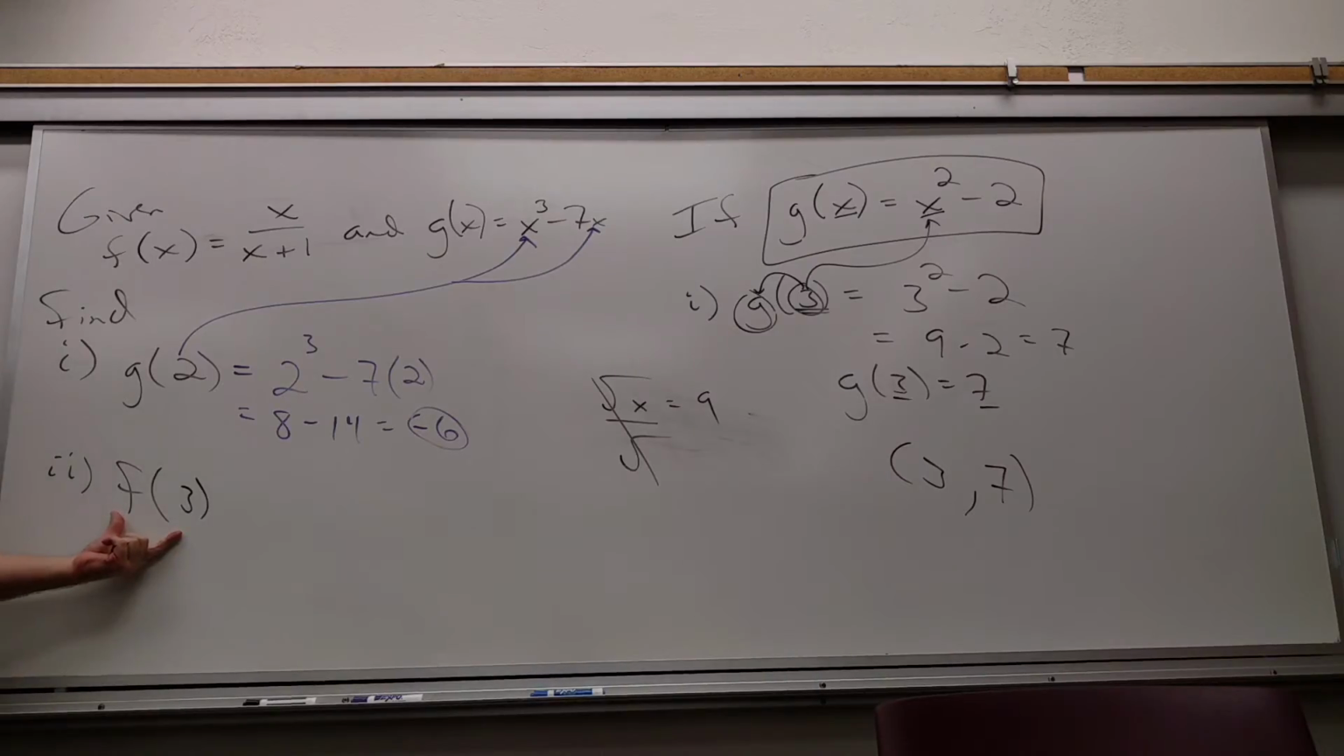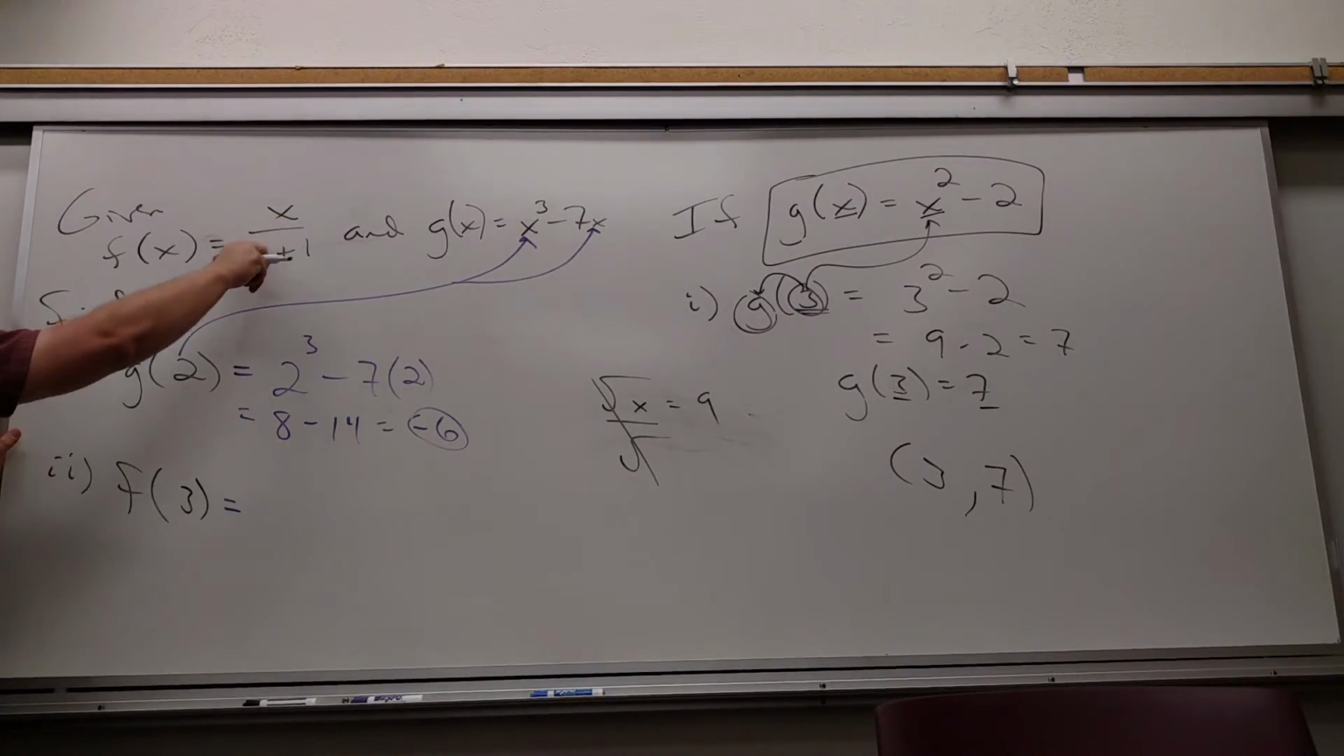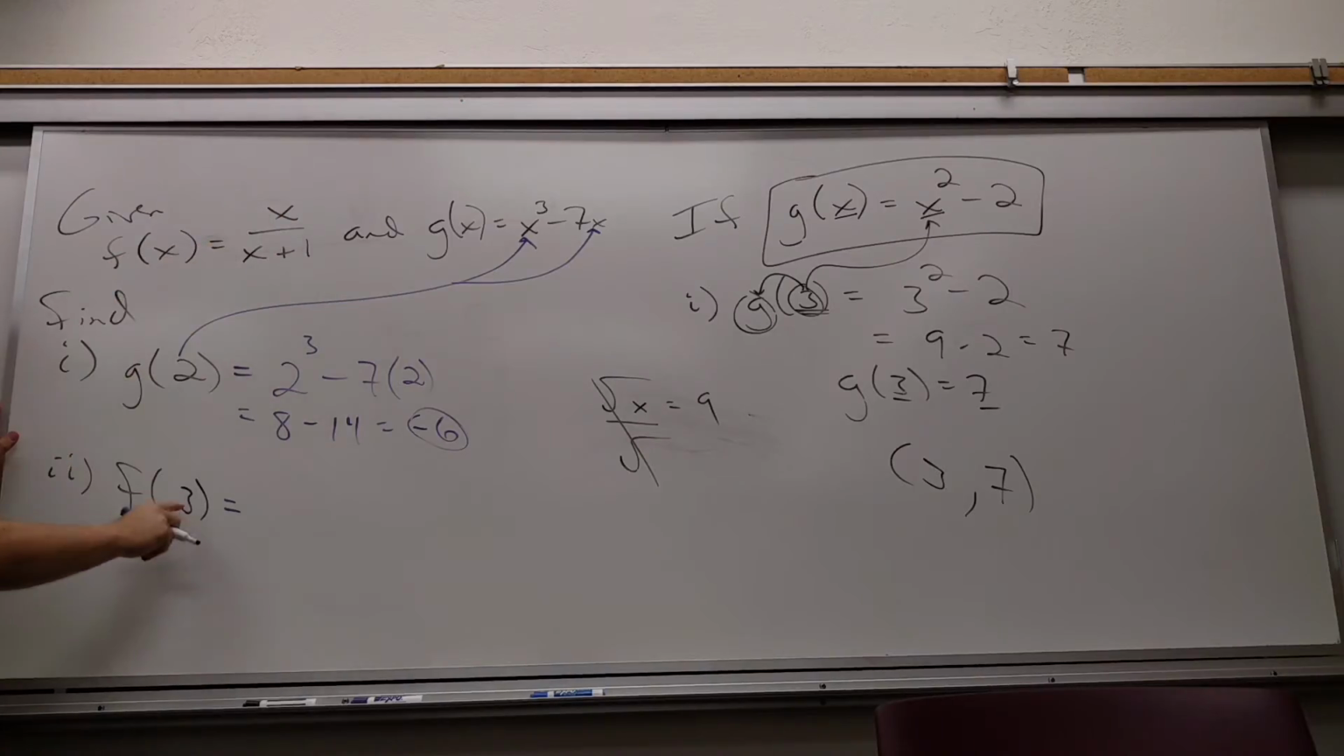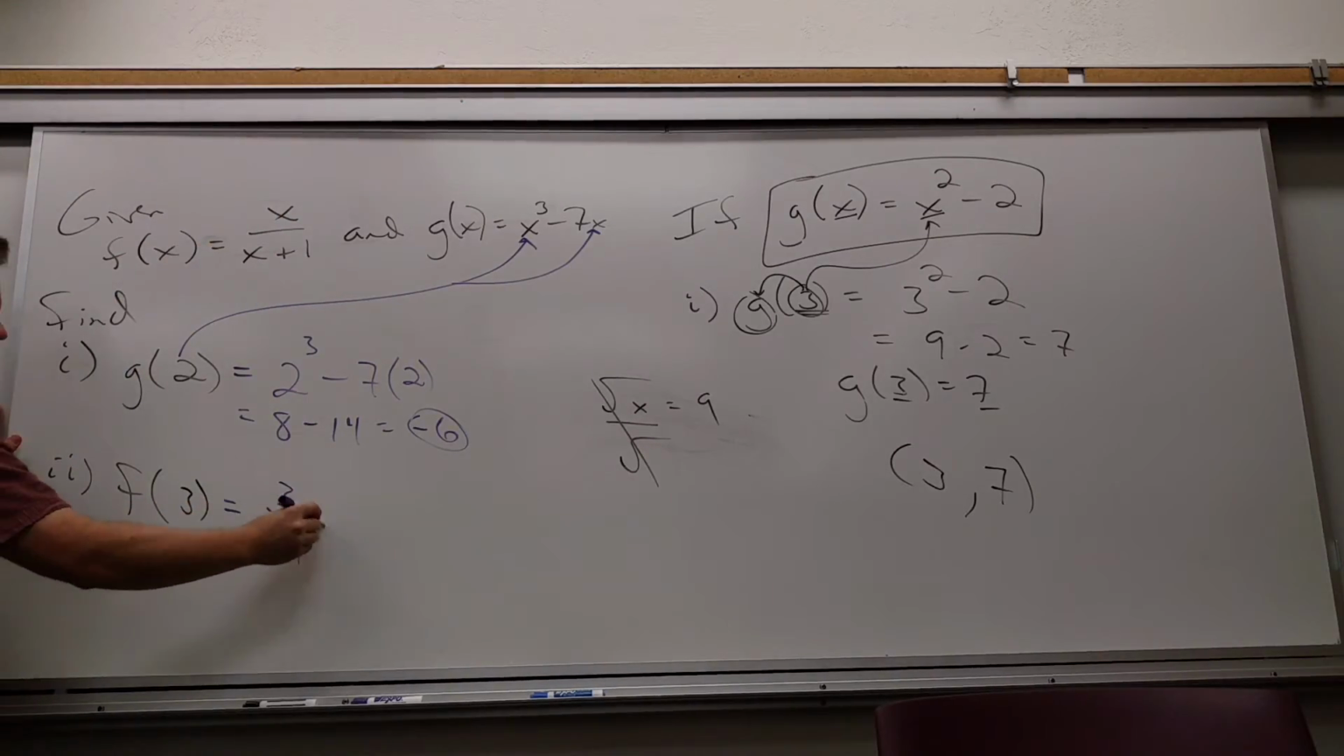So what about this guy? 3 over 3 plus 1. Good. Wherever you see an x in the f function, replace it with 3. So 3 over 3 plus 1.